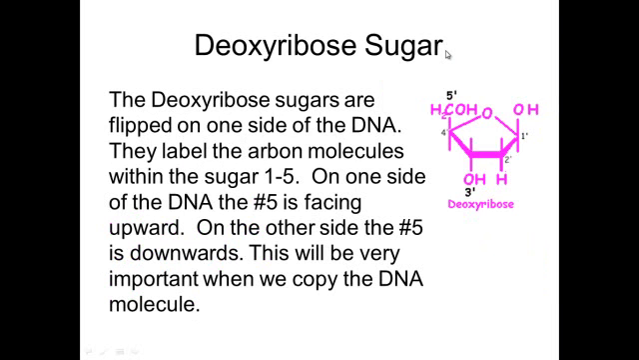Now, deoxyribose is a pentose sugar. That means it's got 5 corners. Okay? It has 5 carbons. The carbons are numbered 1, 2, 3, 4, and 5. Right there. That's how they're numbered. That's important because we're going to talk about 5' and 3', and why that's important. So we need to know how they're organized.